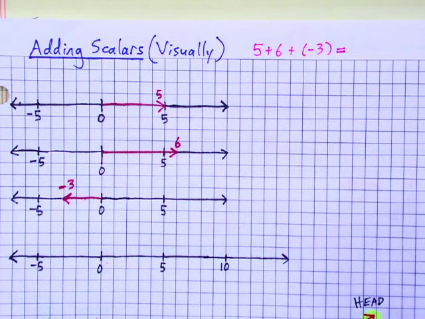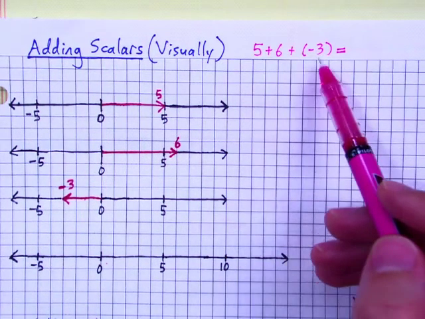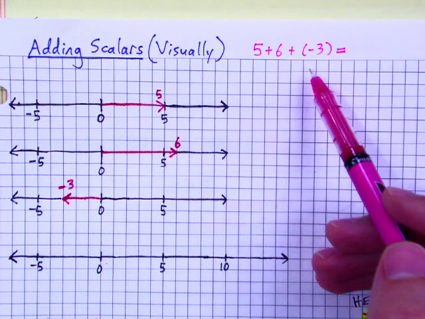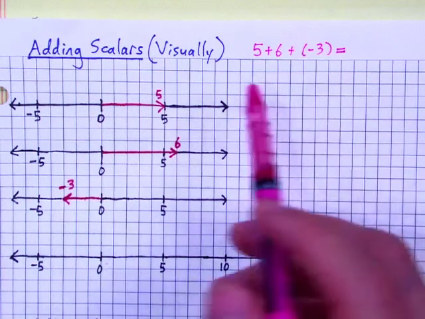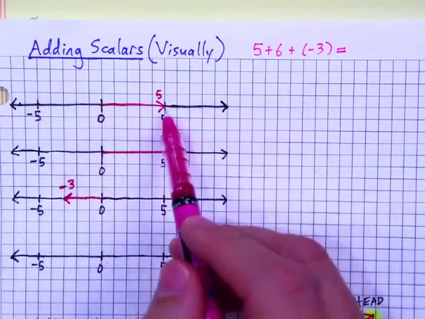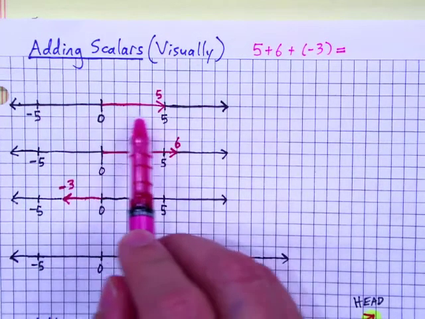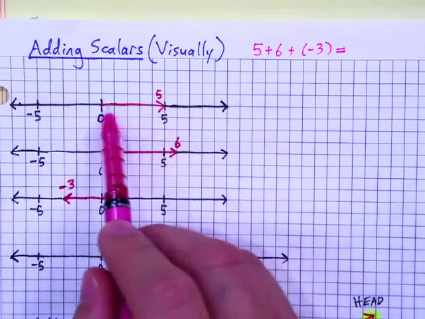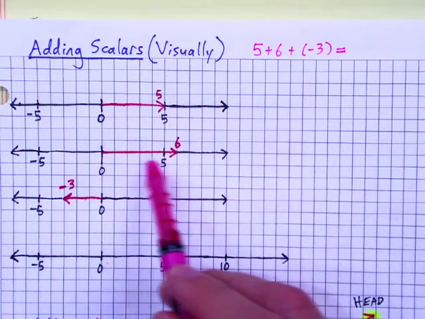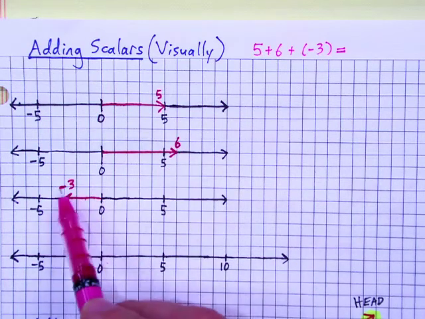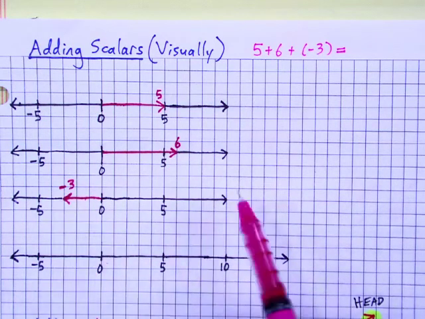Here are three integers, 5, 6, and -3 that you could add easily. But let's look at a visual way to do it. On a number line, represent the number 5 as an arrow, starting from 0 and pointing towards location 5. That arrow, kind of like a vector, represents the number 5. Likewise, here's the number 6 represented with an arrow, and the number -3 represented with an arrow.